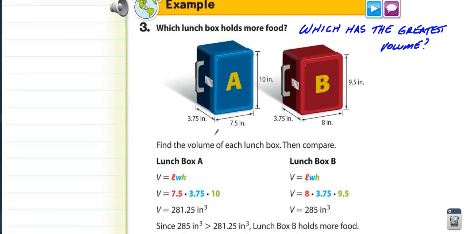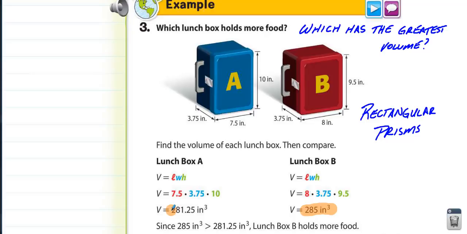So then they go through and run through it, and they do the length, width, and height of the first one. These are both rectangular prisms. And again, the nice thing about rectangular prisms is you can just multiply all the numbers together. You don't need to worry about finding the area of a part like you do with a triangular prism. And when you do that, you find that lunchbox B ends up holding 285 cubic inches of food.